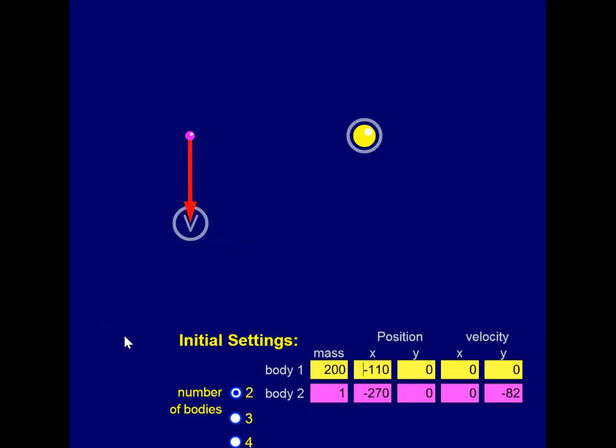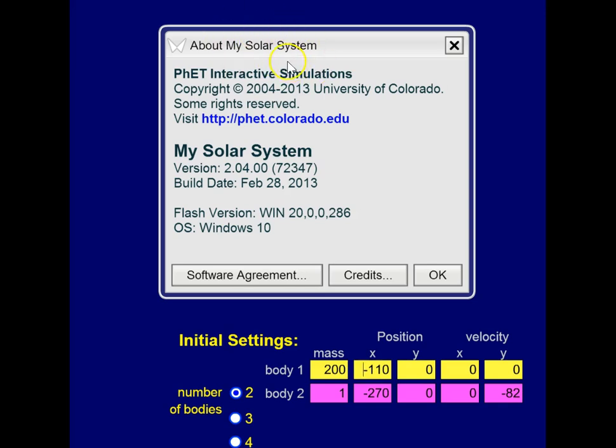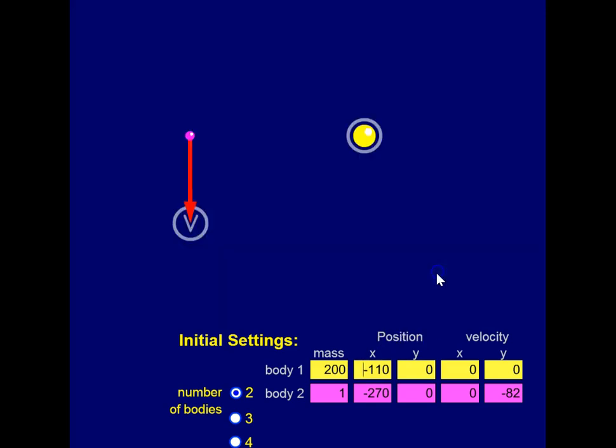To help you visualize this problem, I'm using this particular app called My Solar System, and it's available from the PhET website, this little interactive simulation. You could change the masses and the velocities and so forth. So I decided to have two bodies. Body 1 is the sun here with a mass of 200 units. Body 2 is the mass of Mercury.